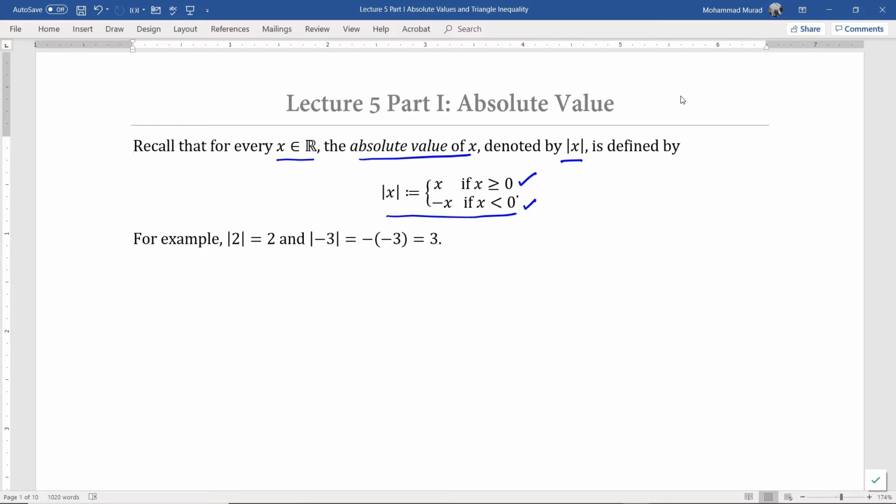For example, absolute value of 2 equals 2 since x here is positive. And absolute value of negative 3 is negative of negative 3, which equals 3. Because x here is negative 3, so we have negative of the x itself, which gives us 3.